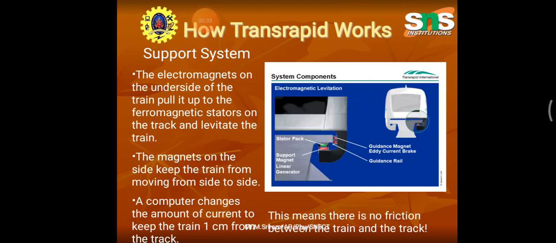the train. The magnets on the side keep the train from moving from side to side. A computer changes the amount of current to keep the train 1 centimeter from the track. So this means there is no friction between the train and the track.